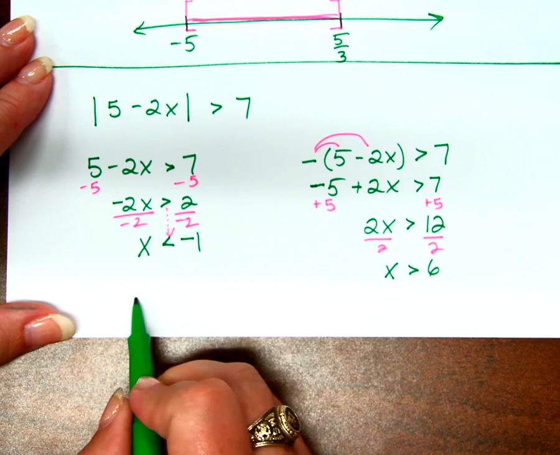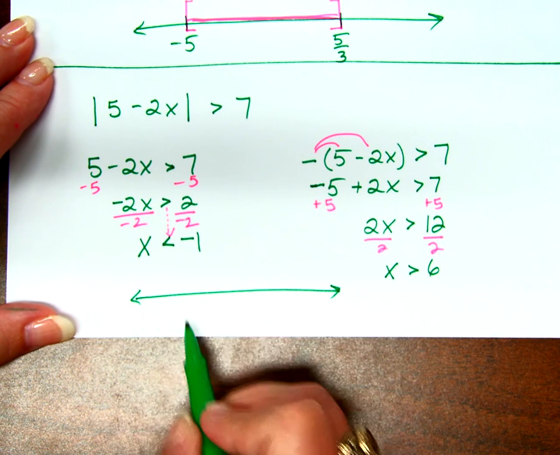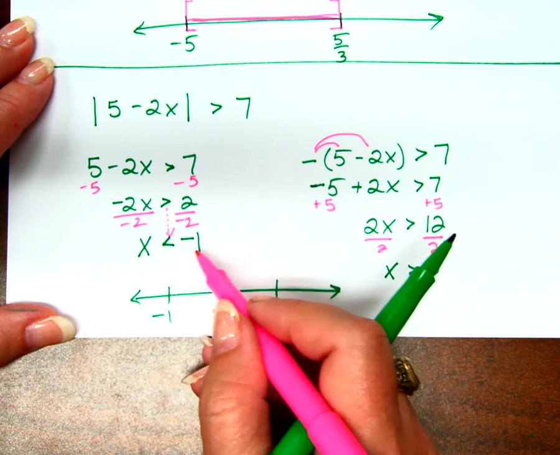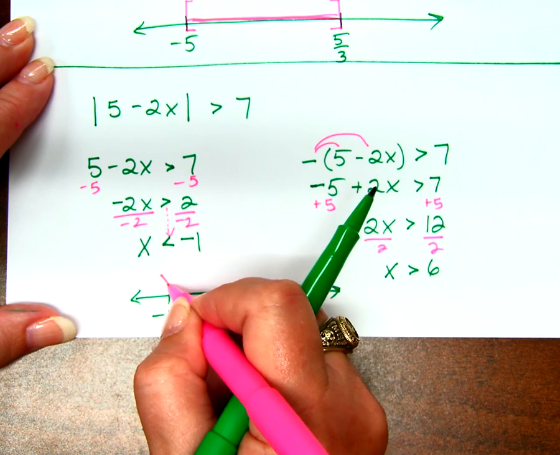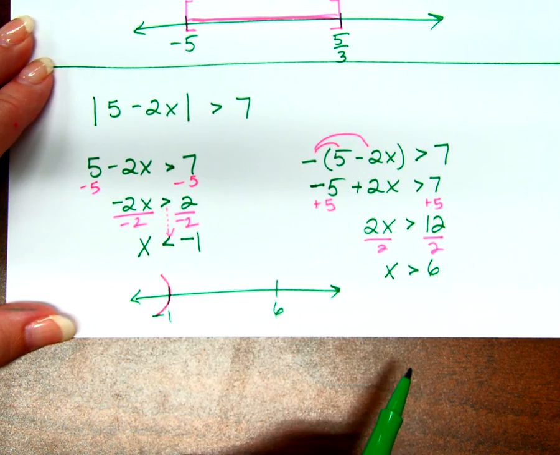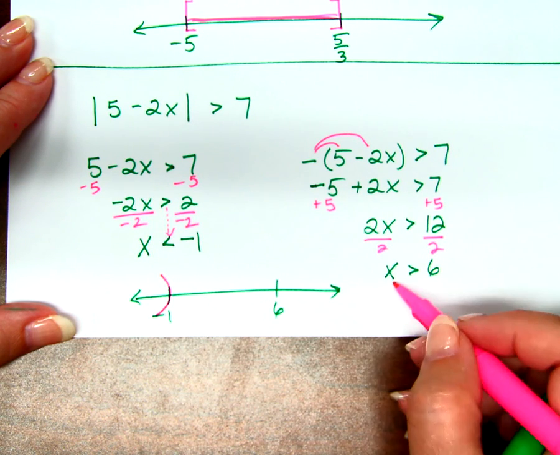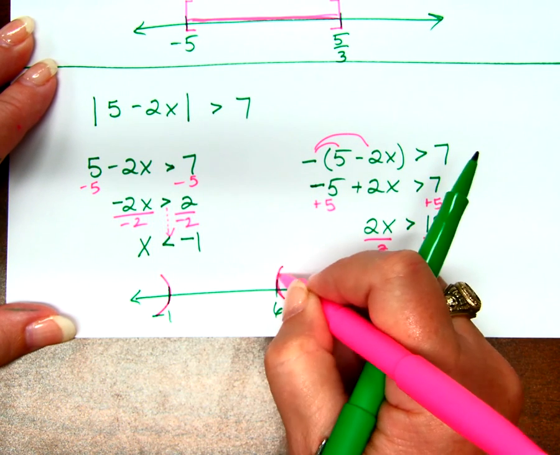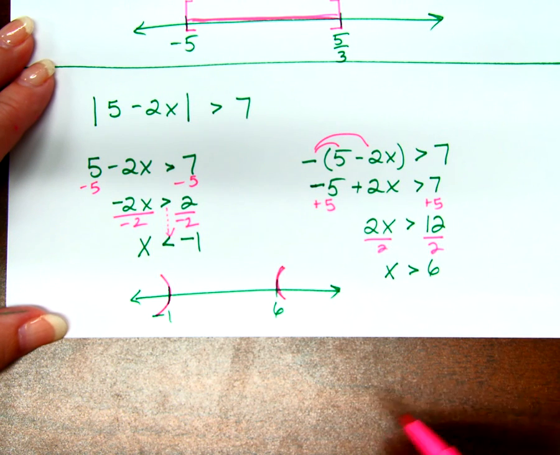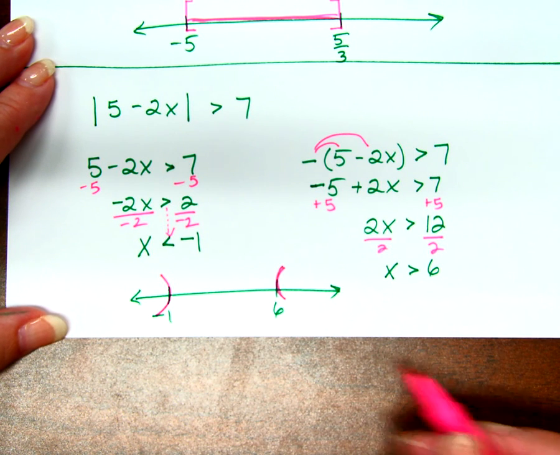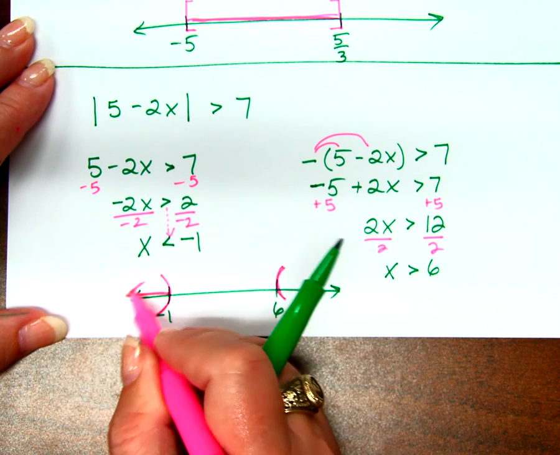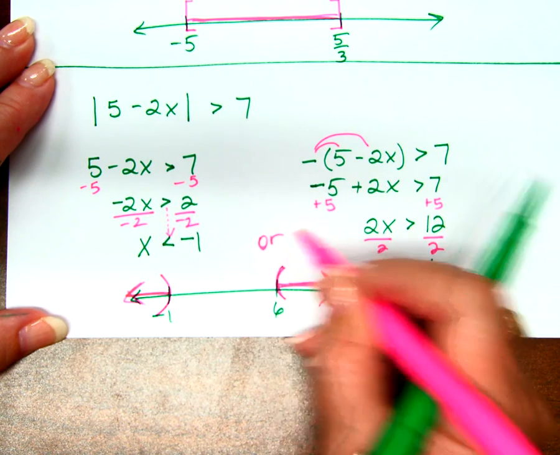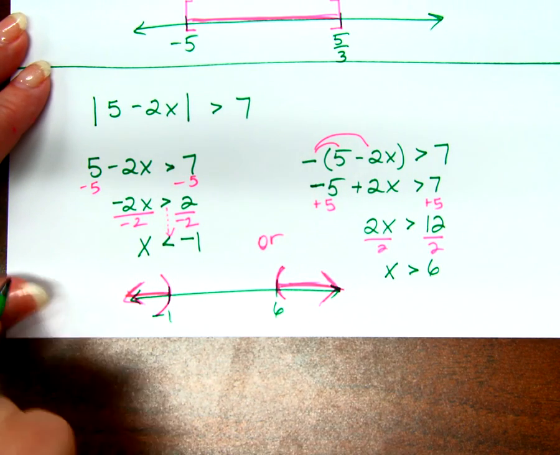So let's graph it. Here's my negative 1, here's my 6. X is less than negative 1, so I know it's got to be a parenthesis, and I know it's got to open that way because it's less than. X is greater than 6. I know it has to be a parenthesis, and a greater than opens that way. So is this an and, or is this an or? How do you know? Because they are going away from each other. That's exactly right. So that's definitely an or statement. Okay? Any questions?